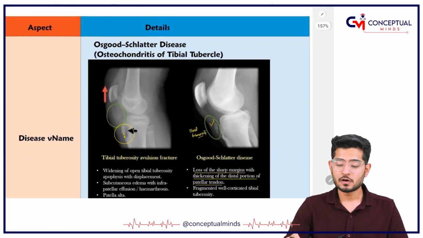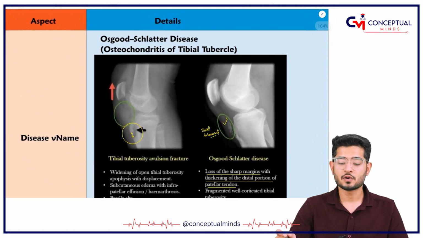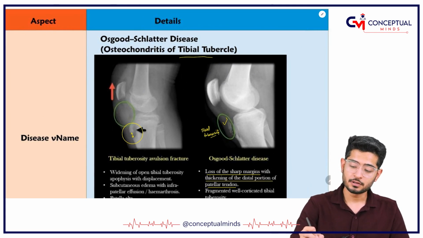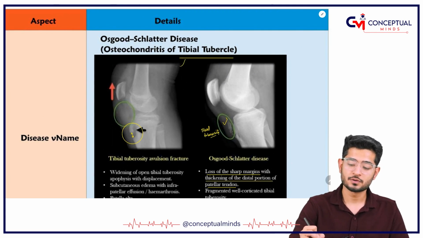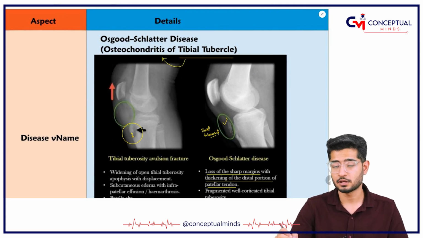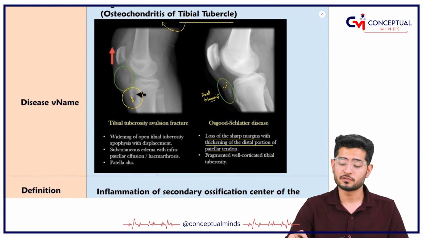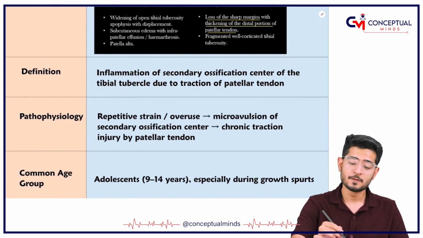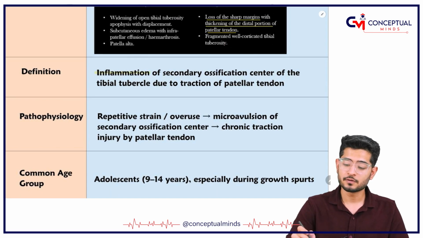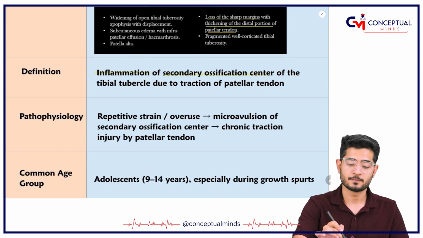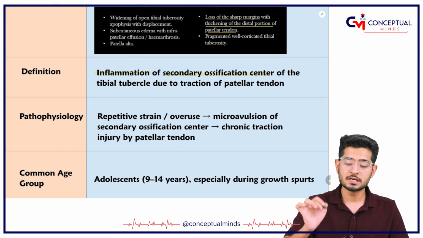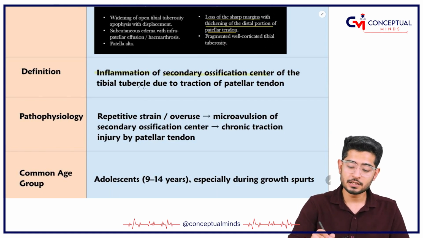Because see, Osgood-Schlatter disease is also called osteochondritis of the tibial tubercle. So basically the tibial tubercle, or you can say the tibial tuberosity, is going to show you osteochondritis. That means there is an inflammation of the cartilage which is attached to the tibial tuberosity. There is inflammation of the bone, there is inflammation of the cartilage. So basically there is an inflammation of the secondary ossifying center of the tibial tubercle due to the traction of the patellar tendon.